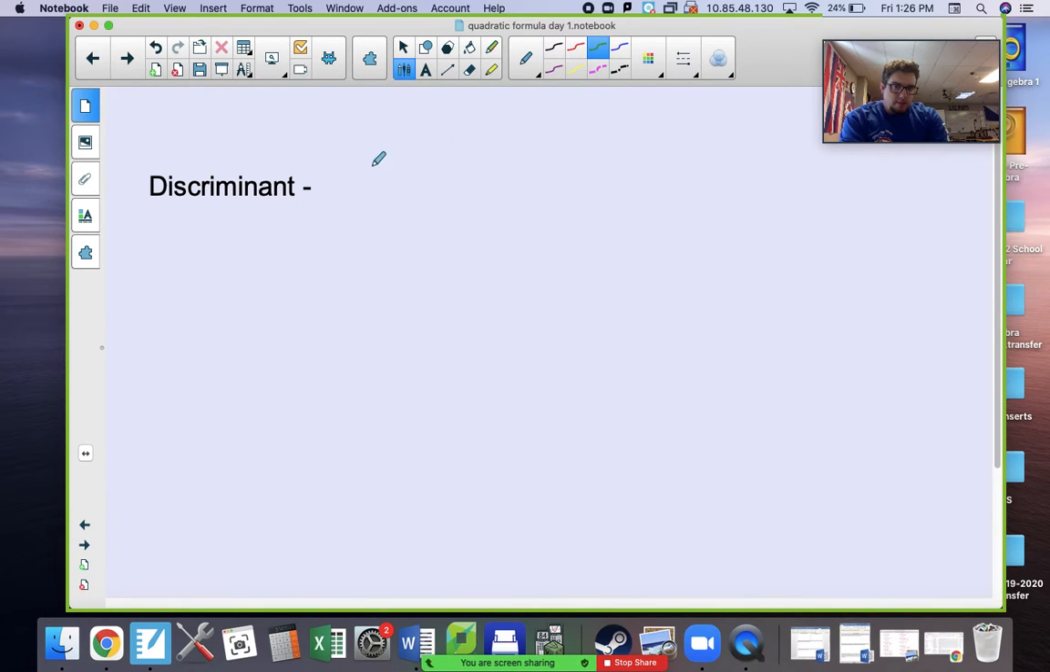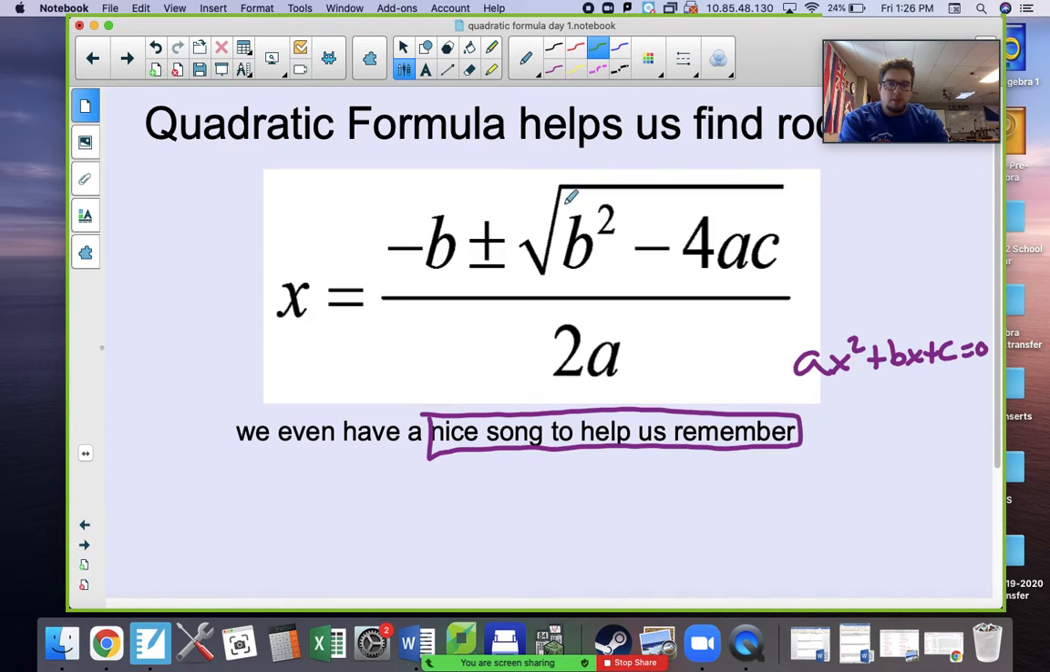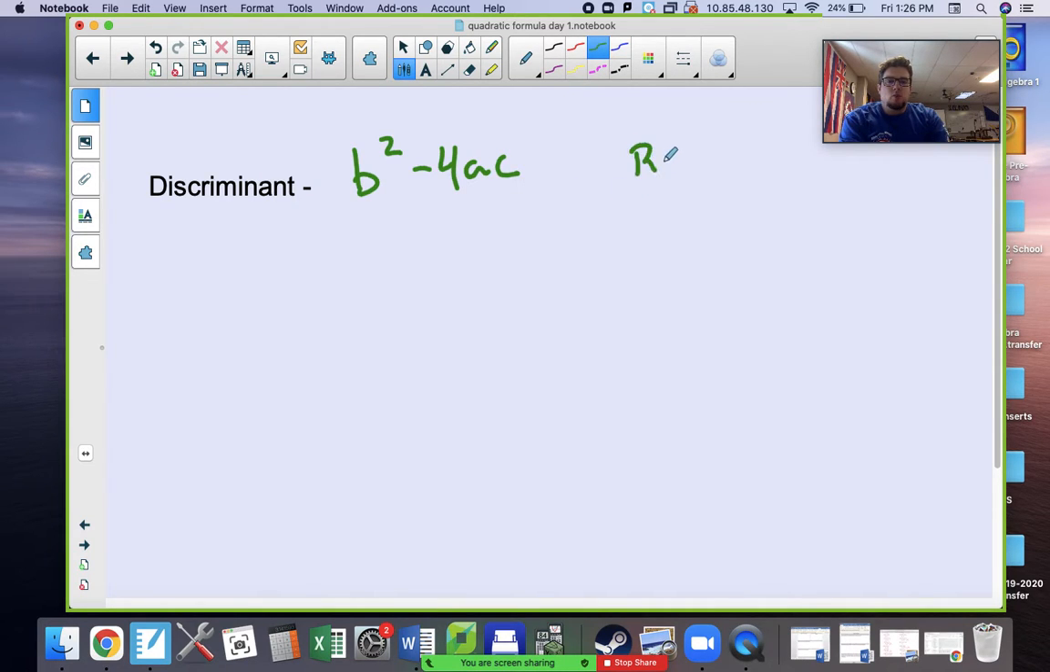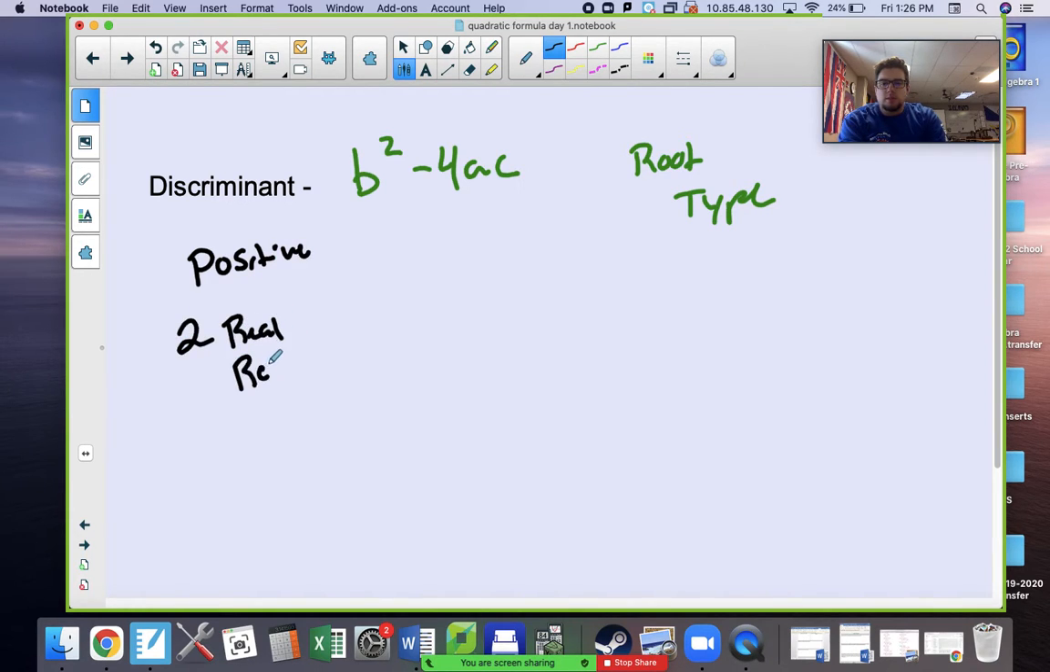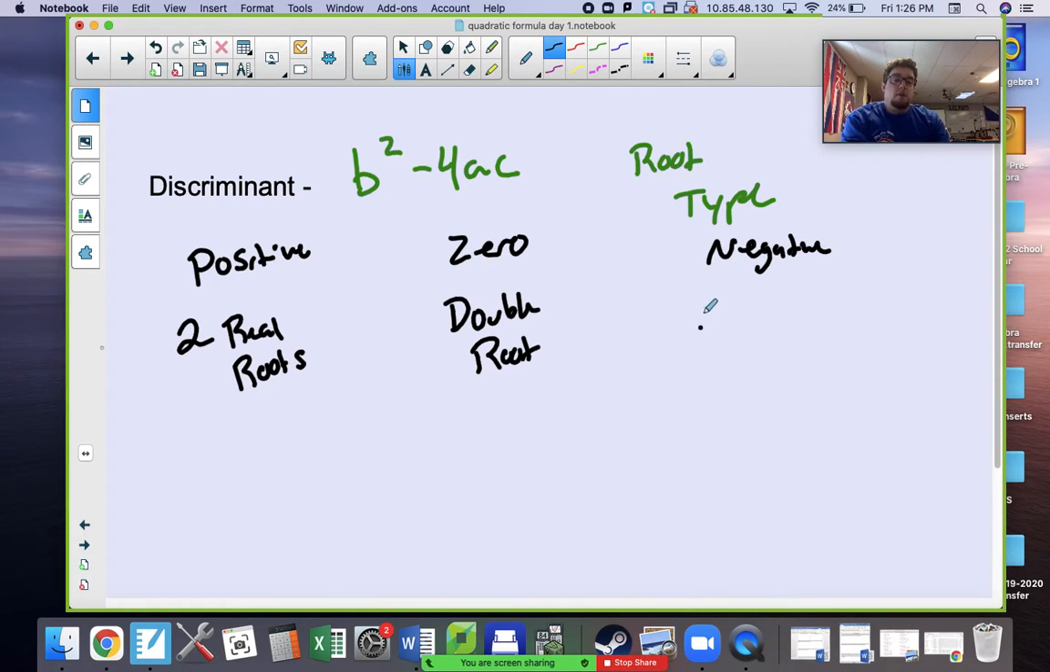The discriminant is the stuff that we have underneath the radical. So it's this stuff right here, the b squared minus 4ac. It tells us the root type. If the discriminant is positive, we have two real roots. If our discriminant equals 0, we have what's called a double root. And last, if it's negative, we have no real roots.